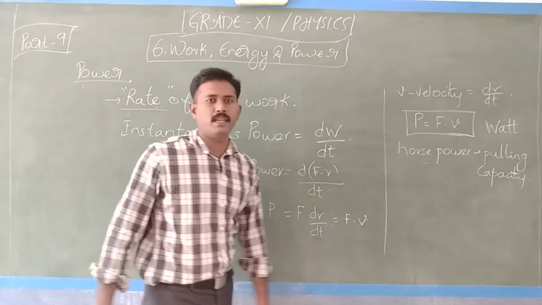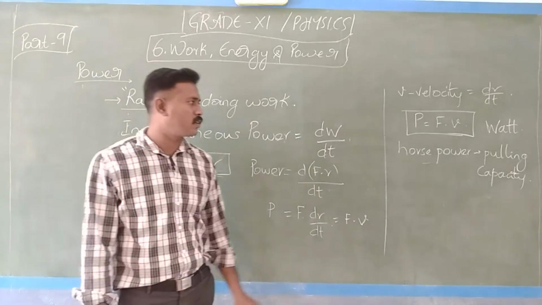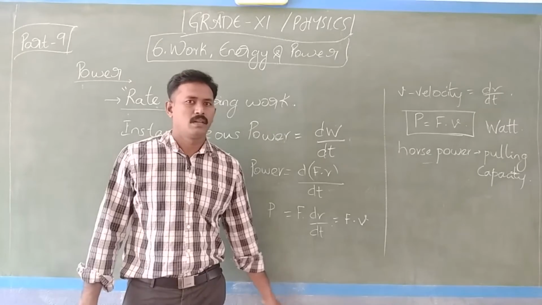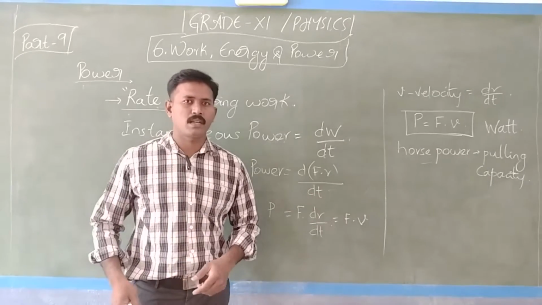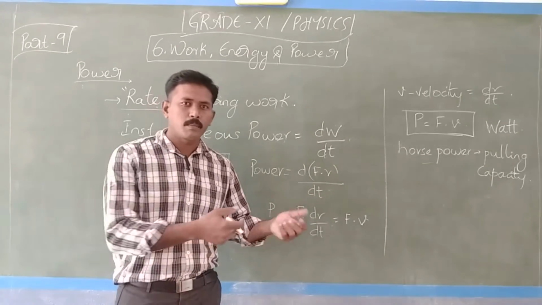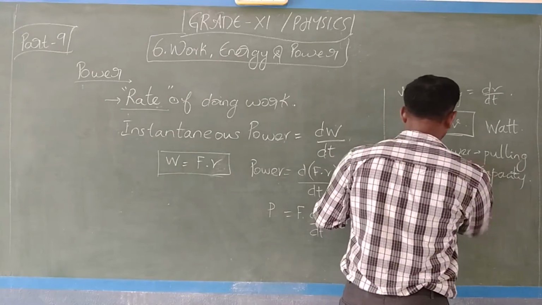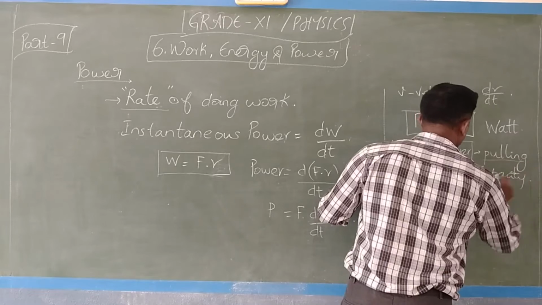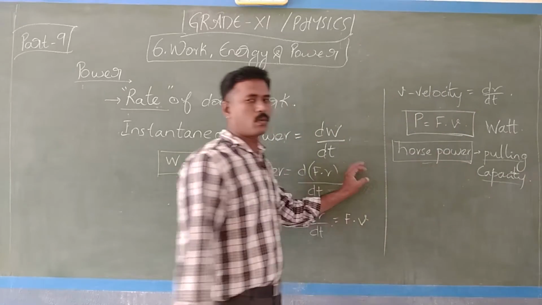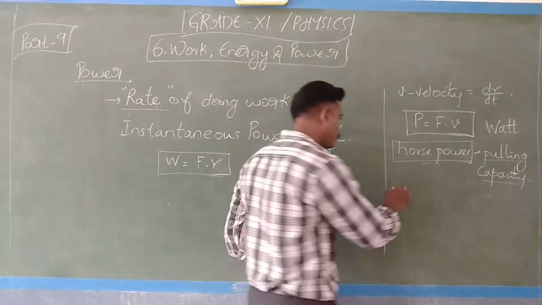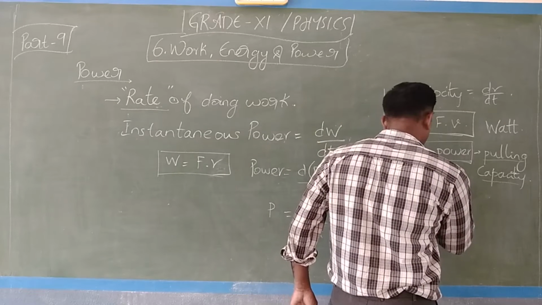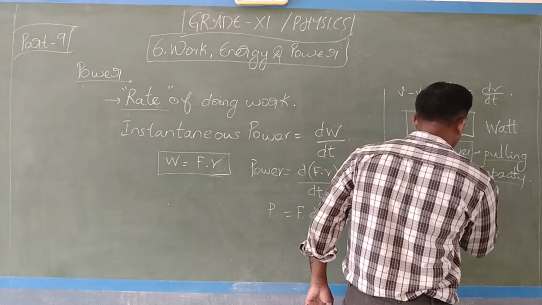Yes, many decades, centuries before, this horsepower was introduced, because how much power, how much load a horse can pull. Okay, they had kept this as a reference value. So this is considered as the pulling capacity. So 1 horsepower is equal to, I am relating this horsepower equal to 746 watts.